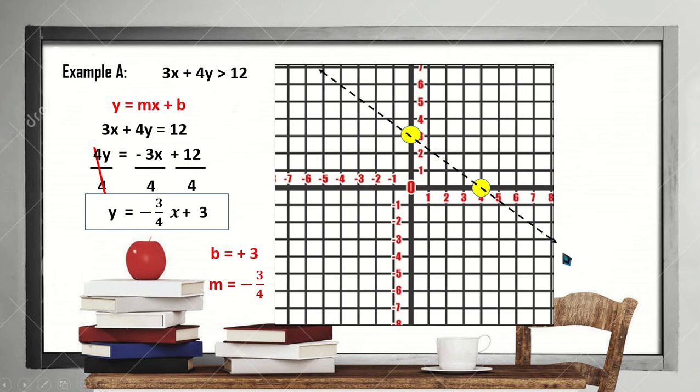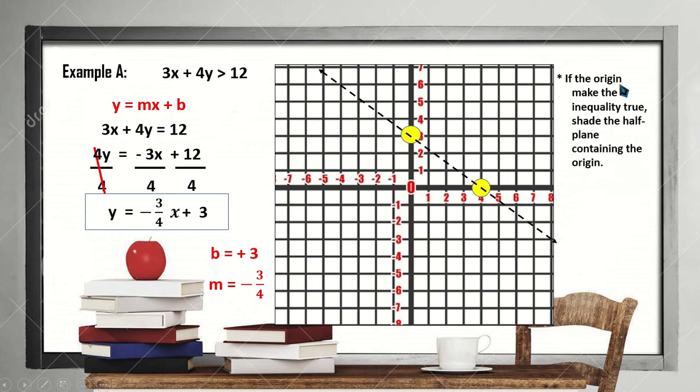Hindi siya included sa solution. Pero kapag ang nakalagay dito is greater than or equal, ito yung straight line. Okay. So, ngayon, paano natin malalaman kung aling side dito, kung dito ba o dito, yung solution natin?